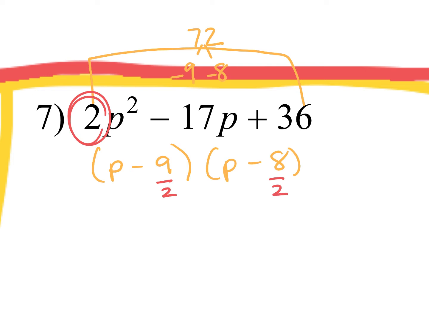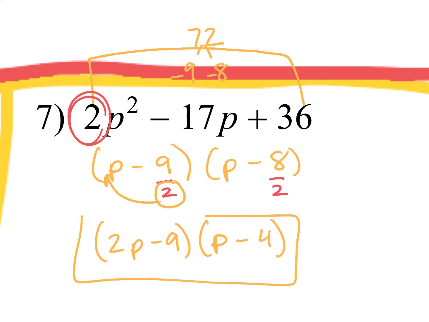Can I divide 9 by 2? So what do I do with the 2? Put it in front of the p. So this is 2p minus 9. What's negative 8 divided by 2? So p minus 4. Perfect.